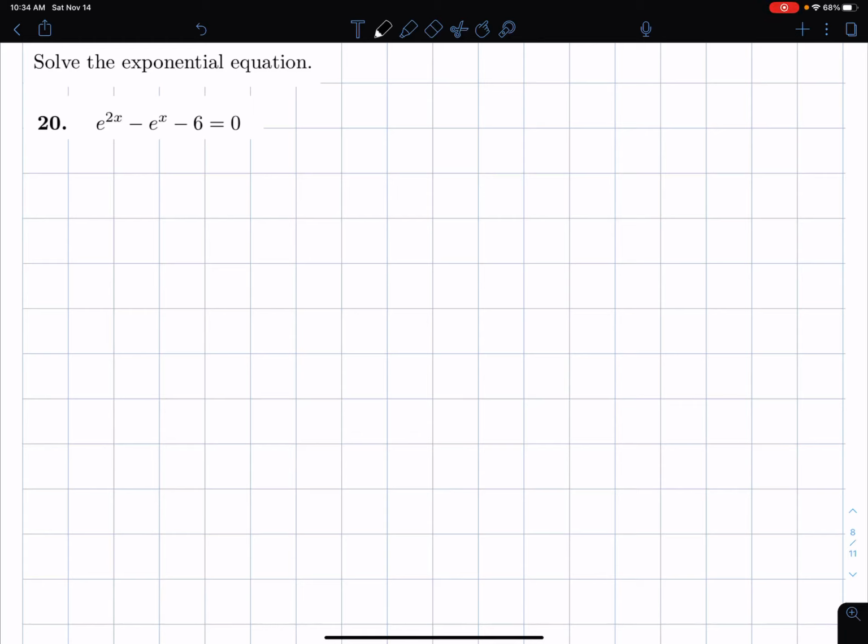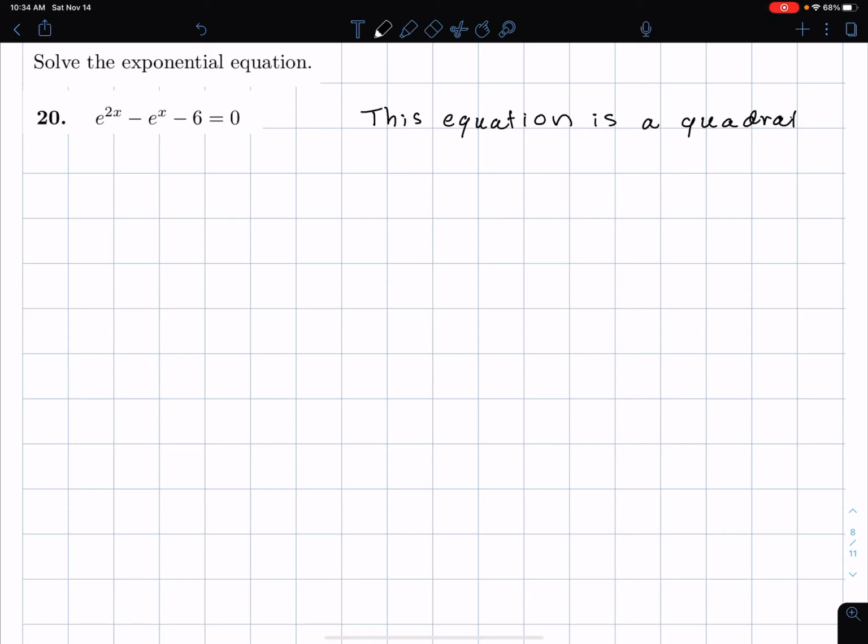All right, hi everybody. What I'm going to do is solve this exponential equation, and this one has a little trick to it that makes it a little more difficult, in that this exponential equation can be written as a quadratic when we let u equal e to the x.